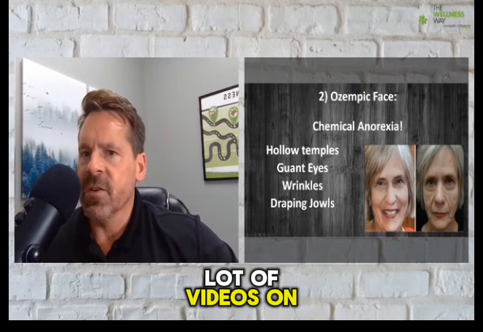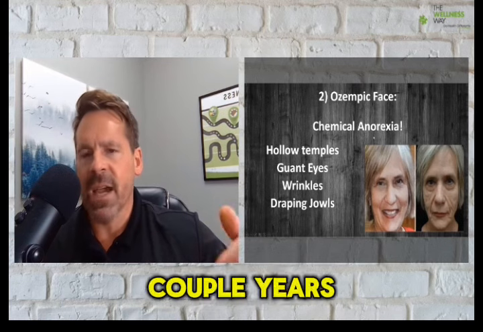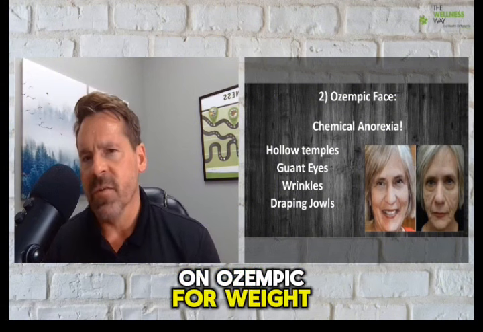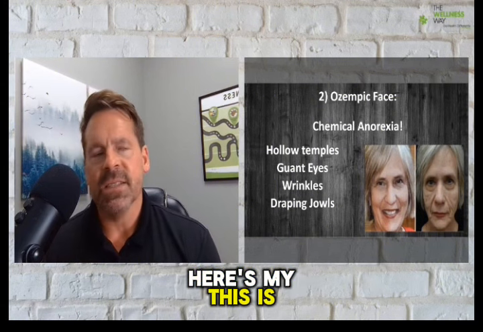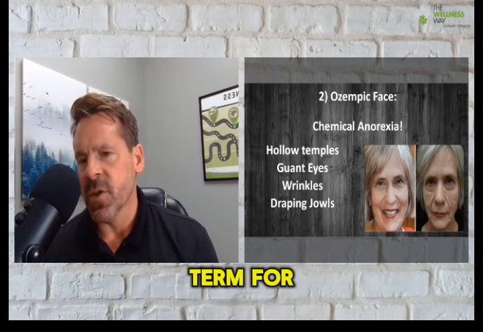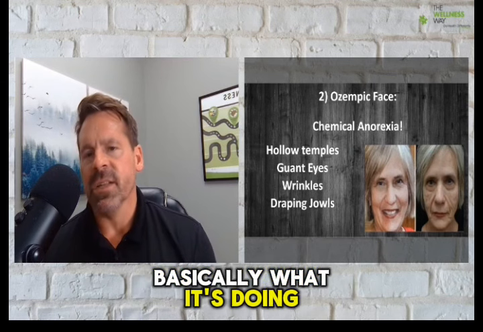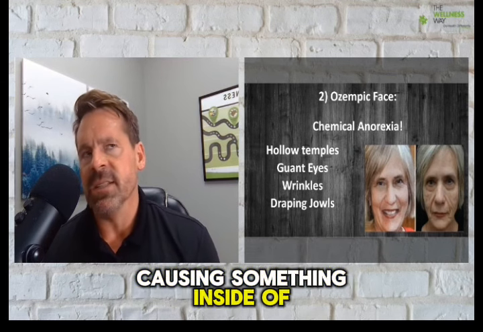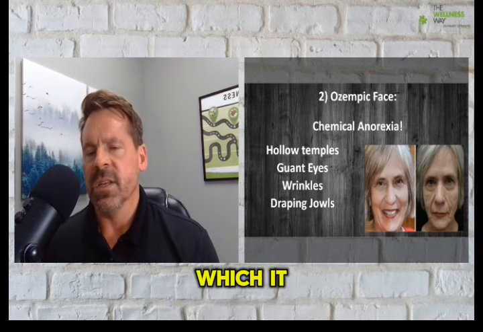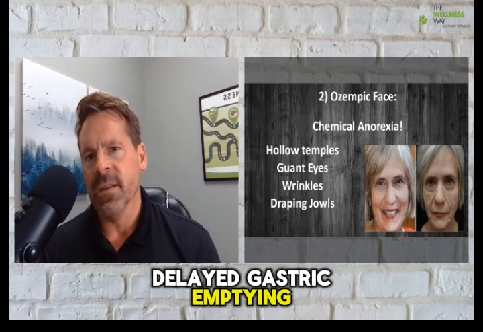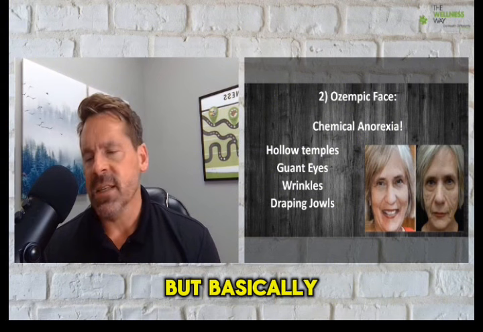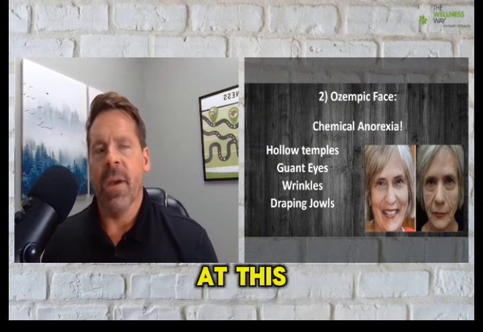Now, I've done a lot of videos on Ozempic in the past. You can go back a couple of years, you can watch those. If someone asked me, what are your thoughts on Ozempic for weight loss? My short answer is, well, it's chemical anorexia. Anorexia is a medical term for loss of hunger. Basically, what it's doing is it's just chemically causing something inside of your body to cause you to not be hungry. And it does a lot of other things too, which is it causes delayed gastric emptying, known as gastroparesis, which is why it keeps your stomach fuller for a longer period of time. But basically, it's just chemical anorexia at this point.